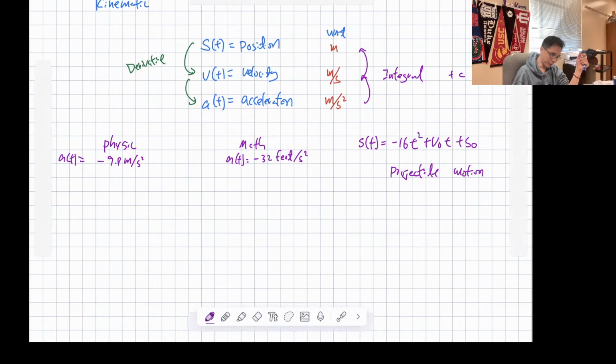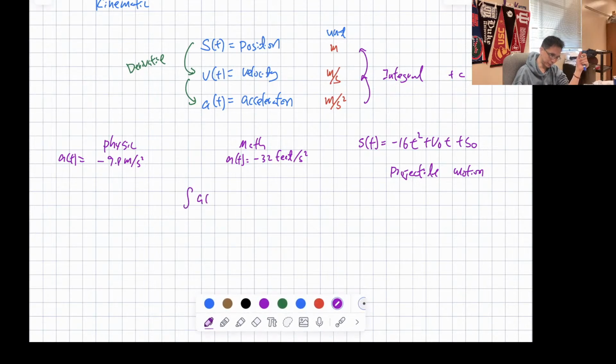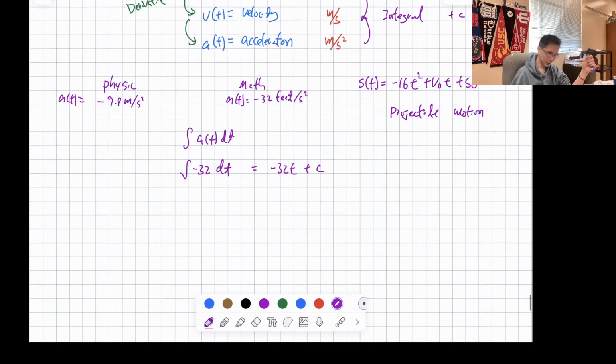So let's integrate a of t. If I integrate a of t, it'd be the integral of negative 32 dt. What is that going to be? If I integrate negative 32, what am I going to get? Negative 32t plus c. Is that okay? That's v of t equal to negative 32t plus c.